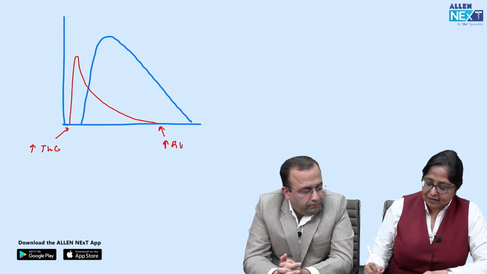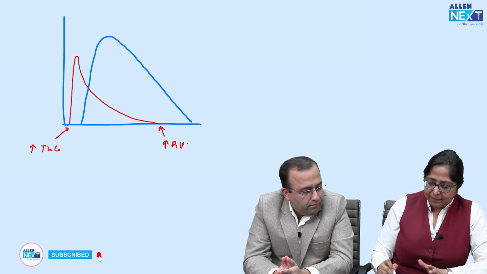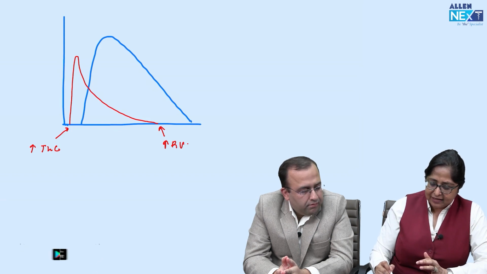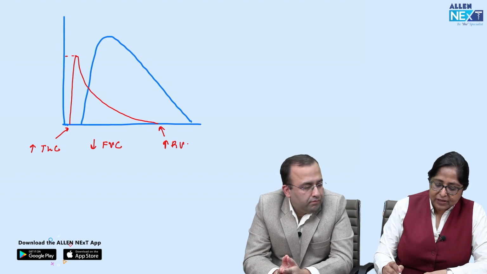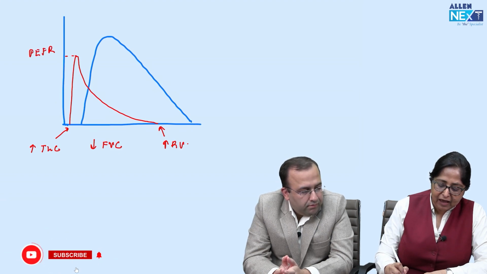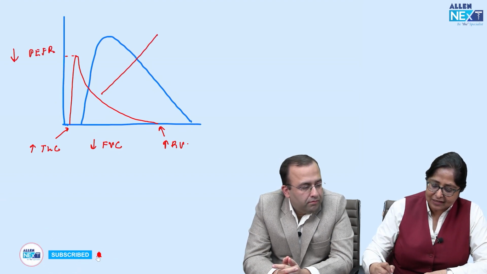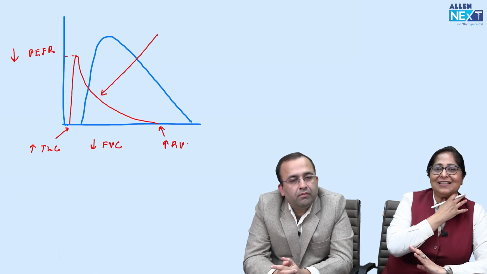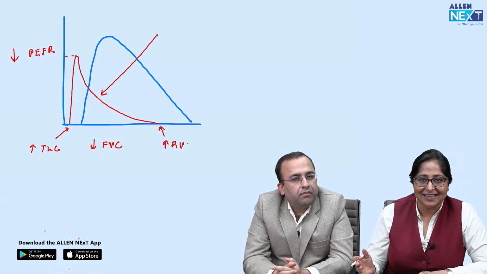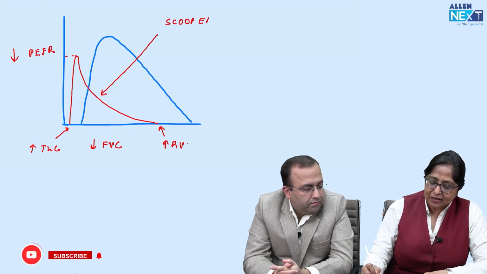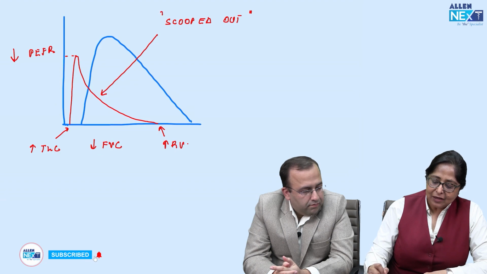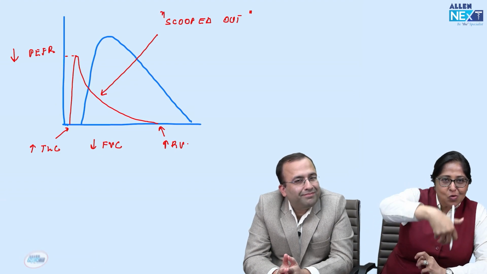Residual volume has increased. More air trapping, early collapse of airways. Forced vital capacity is, in this case, reduced. It can be normal to decreased. But what is important is the PEFR has reduced. But look at this. The shape of the curve itself has altered. This is what is known as a scooped out curve. You're taking an ice cream scoop, so it's a scooped out curve.